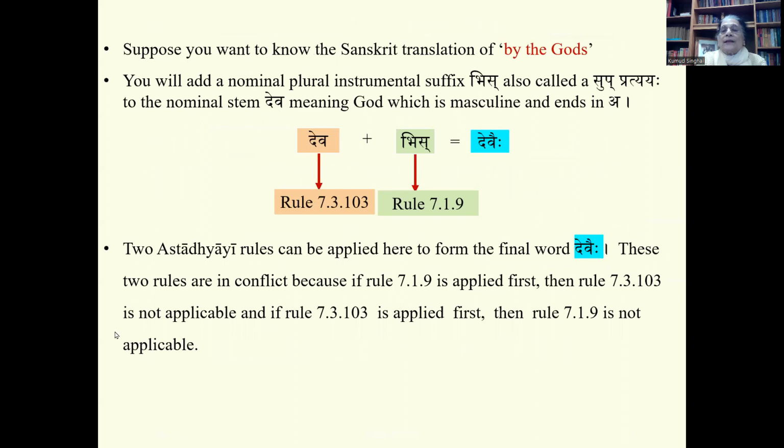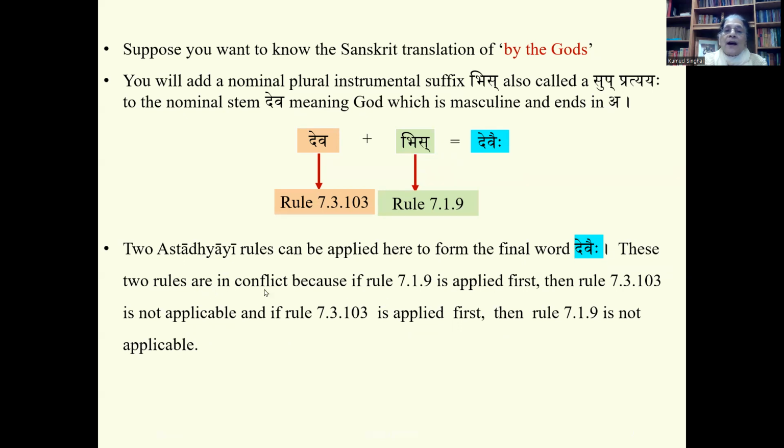Suppose you want to know the Sanskrit translation of "by the gods." You will add a nominal plural instrumental suffix bhis, also called a sup pratyaya, to the nominal stem deva, meaning God, which is masculine and ends in a. So deva plus bhis results in the word devaihi, which means by the gods. Two Ashtadhyayi rules can be applied here to form the final word devaihi.